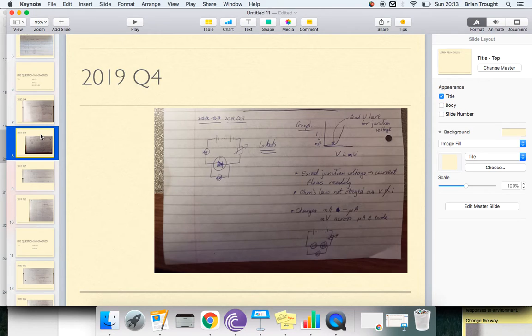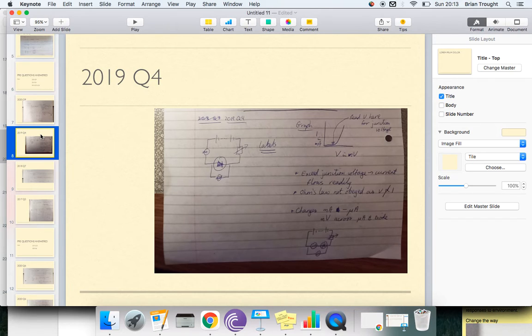Okay, the remainder of the question then. How do you know you've exceeded the junction voltage? A current flows readily. Does it obey Ohm's law? No, it does not, because it's not a straight line graph through the origin, or because you can see from the graph that V is not proportional to I, which is demonstrated by a straight line graph through the origin.